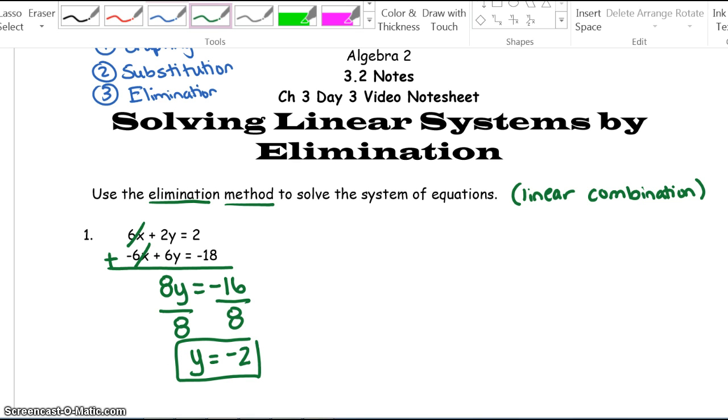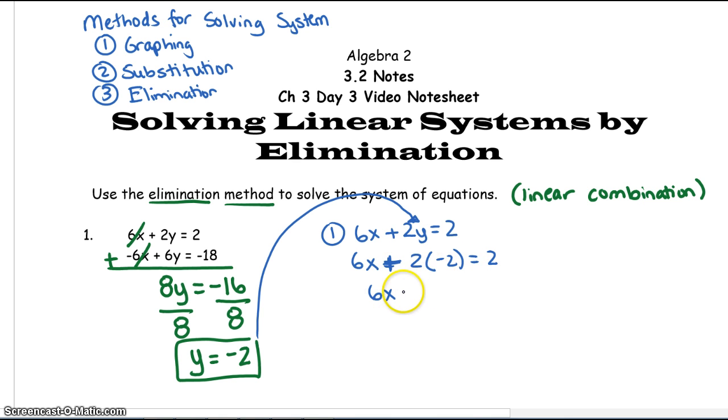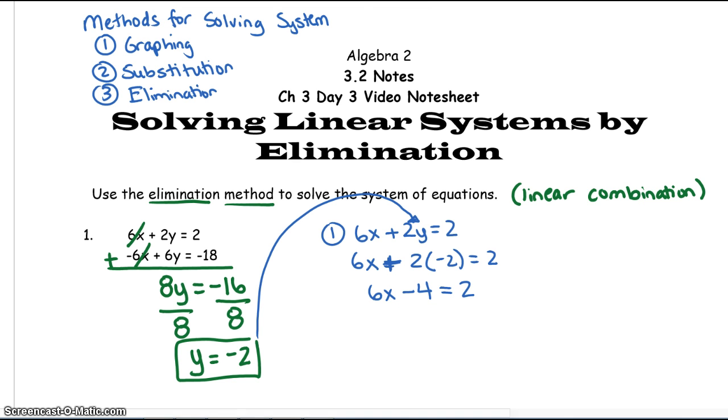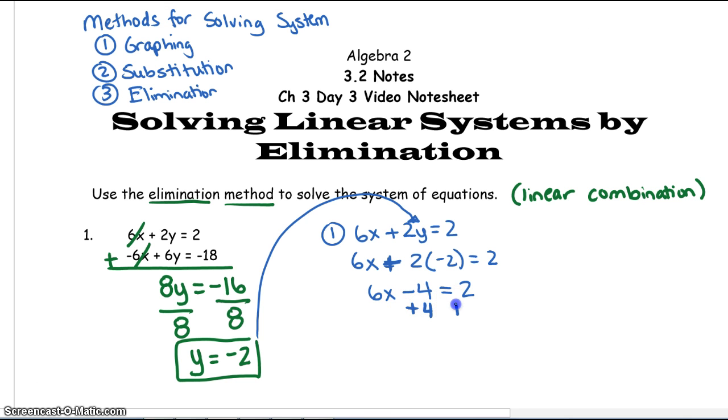Now I go into one of the equations, so I know the first equation we have is 6x plus 2y equals 2, and what I'm going to do is substitute in the negative 2 I got for y in there. So we get 6x plus 2 times negative 2 equals 2. We get 6x, and then we multiply these, we get minus 4 equals 2. We add the 4, and we get 6x equals 6, divide by 6, and x equals 1.